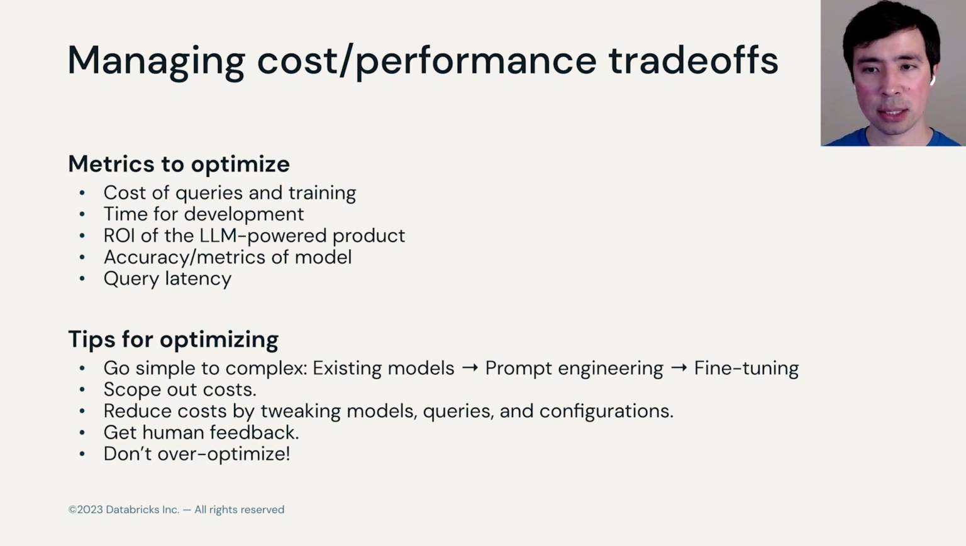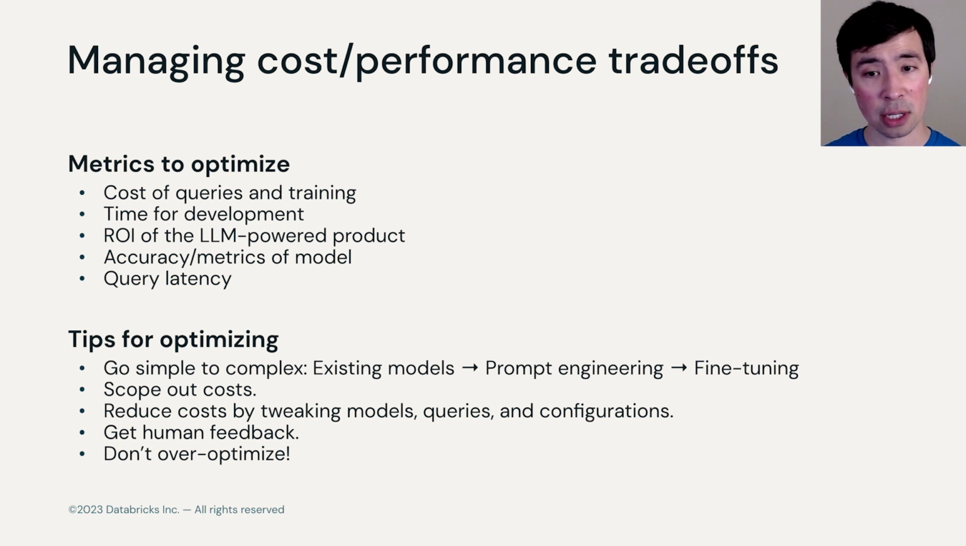Start with existing models and APIs. You can reduce the costs or improve performance later. Then invest in prompt engineering. That can get you so far, and eventually, especially once you've collected a decent amount of label data, consider fine-tuning. Expect these fine-tuned models to outperform generic models once you get there.